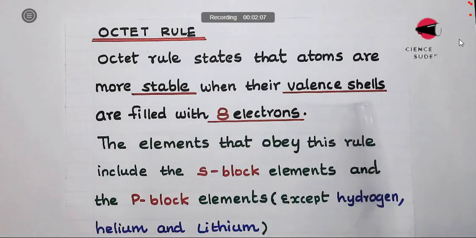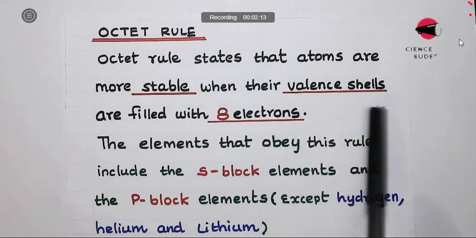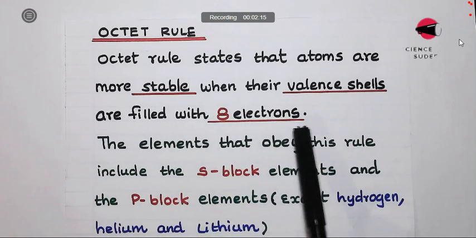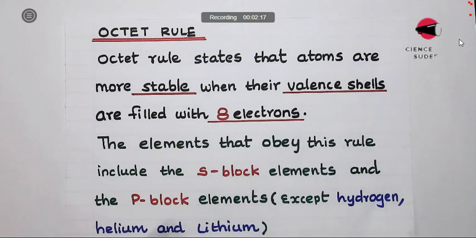Octet rule. Octet rule states that atoms are more stable when their valence shells are filled with 8 electrons. In short, octet rule says that an atom is looking for 8 electrons in its valence shell to attain stability. Each and every atom or element is trying to attain stability. To attain stability, it needs 8 electrons.